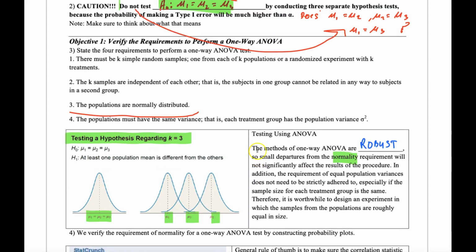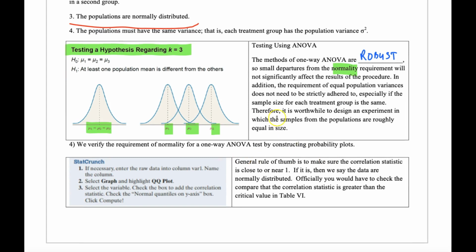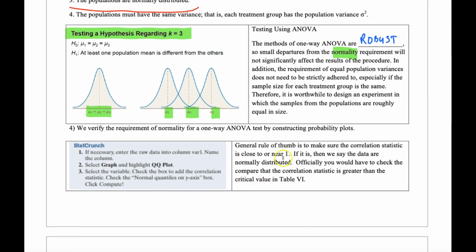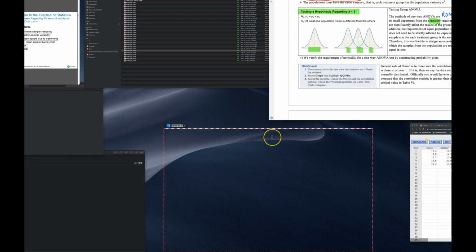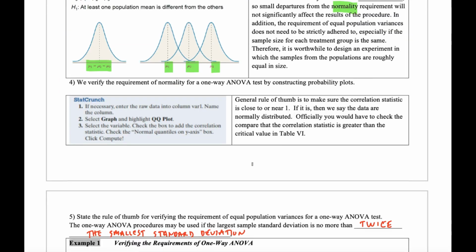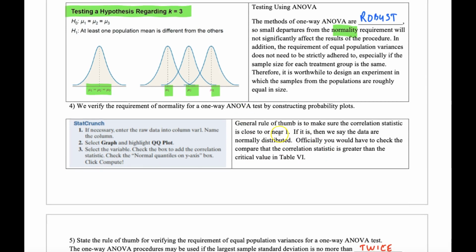They have these requirements, but for this class we'll assume that those requirements are met. The one that we will check, which comes up often, is testing for normality. Here are the instructions on StatCrunch. There's a general rule of thumb we use when you run this: you look at the correlation coefficients of the data when we're comparing them. We'll do that in the next video.